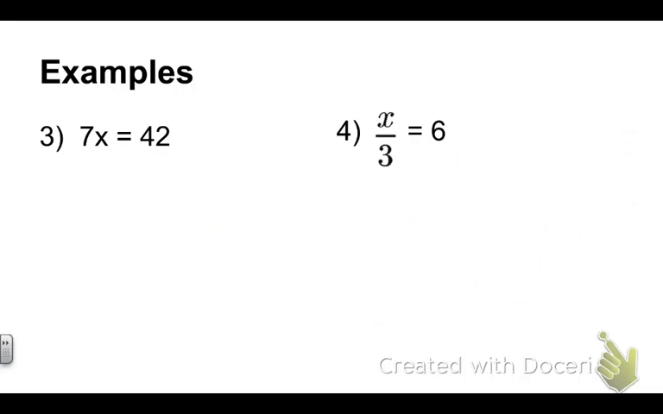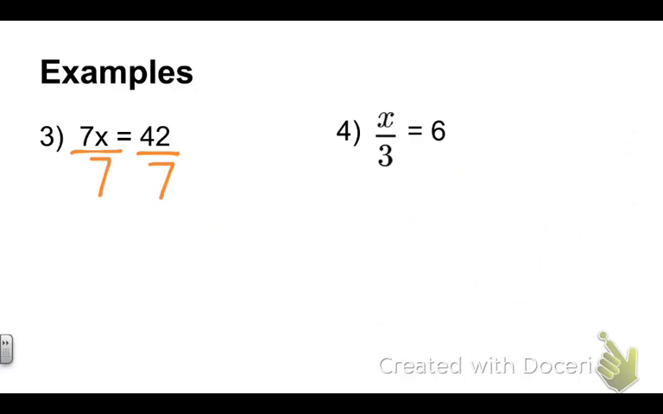All right, next two examples. If you look at number 3, 7 times what equals 42? All right, isolate the variable. Get x by itself. X is being multiplied by 7. The opposite of multiplying by 7 is dividing by 7. So whatever you do to one side, do to the other.